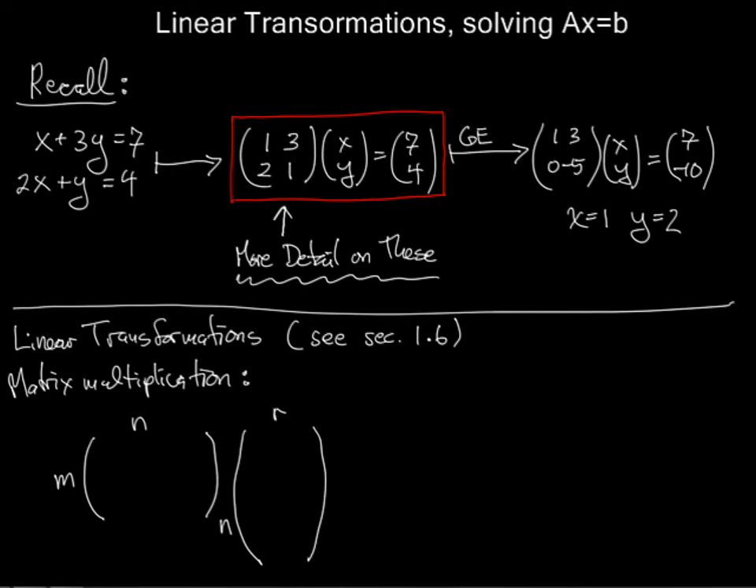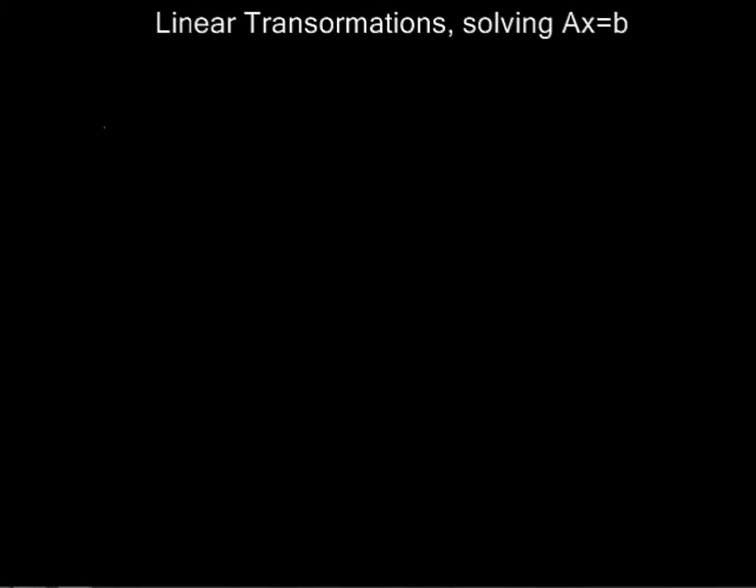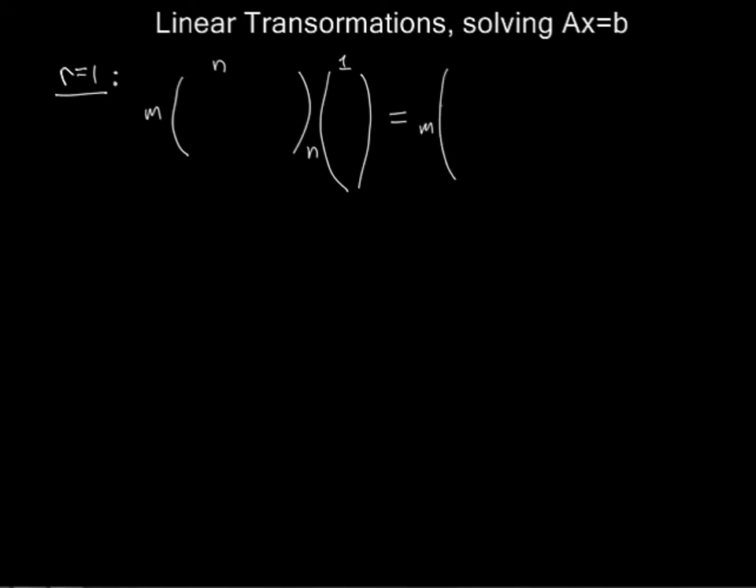You can multiply two matrices when? Well, you have to have that these two numbers are the same, the number of columns of the first matrix and the number of rows of the second. And if those are equal, you think of those as canceling, and the result is you get an M by R matrix. Well, so for example, if you take R is equal to 1, you see the following. You can take an M by N matrix and multiply it by an N by 1 vector, and what you get is an M by 1 vector.